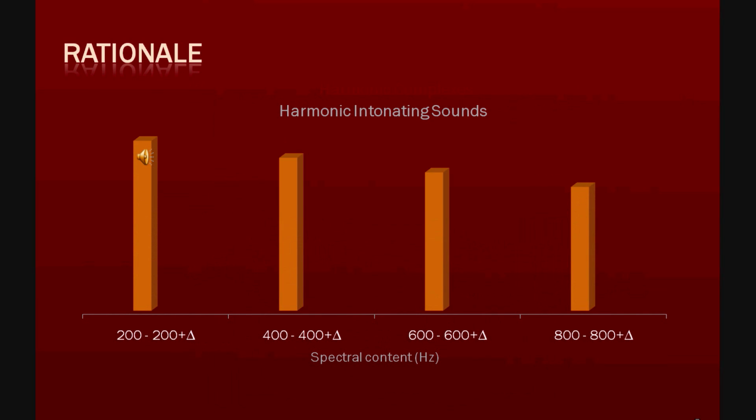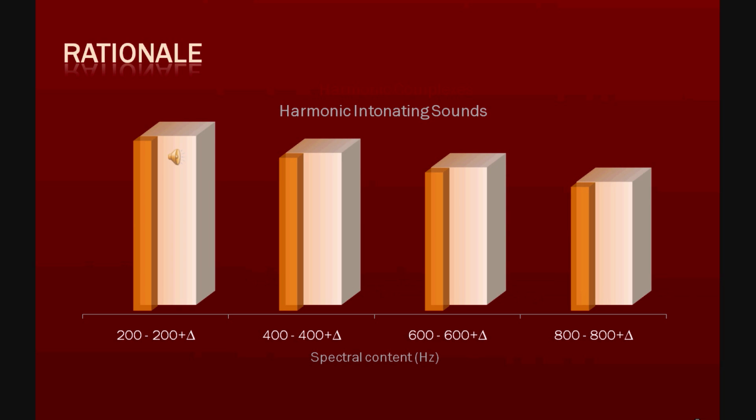The second test presents harmonic intonations. Again, two sounds are given, one of which is a harmonic complex of 200 Hz. This sounds as follows. The fundamental frequency of the second sound, however, starts at 200 Hz and sweeps to a frequency of 200 plus delta at the end of its presentation. The frequency of the harmonics sweep accordingly. This creates the perception of intonation. It sounds as follows.